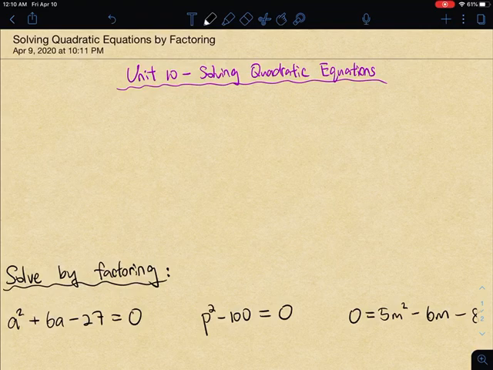Today we're actually going to start our very last unit of the semester, and it's going to be solving quadratic equations. In Unit 9, which is the last unit, we did graphing quadratic equations. We did that in standard form, intercept form, and vertex form. And now we're going to start to see how we can solve those equations.